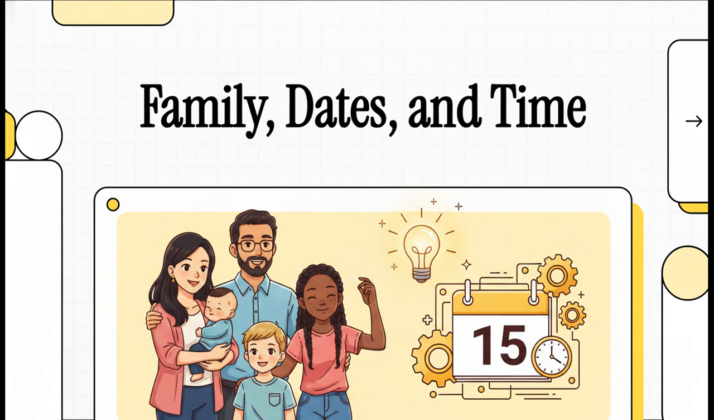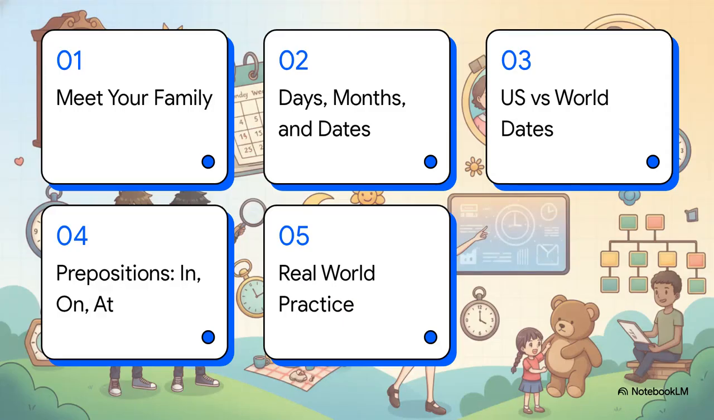Welcome to this explainer. Today, we're building your English toolkit so you can confidently talk about your actual everyday life. We'll start with your family, and then we'll jump into dates and time. Let's get right to it. So, here's our quick roadmap.